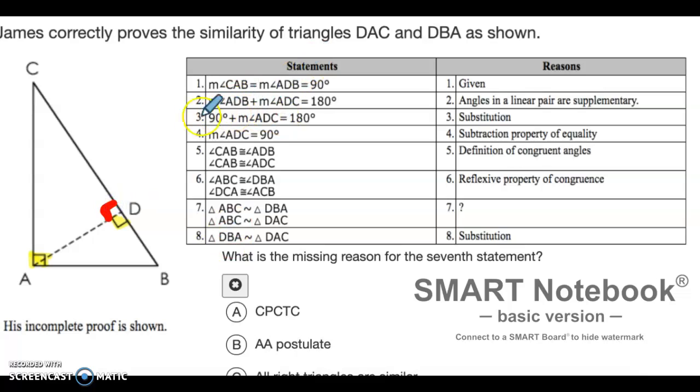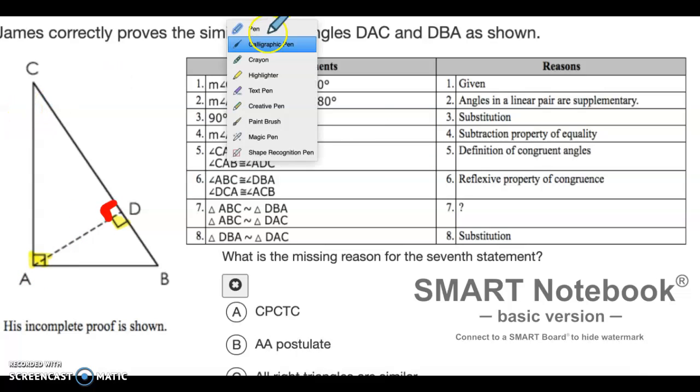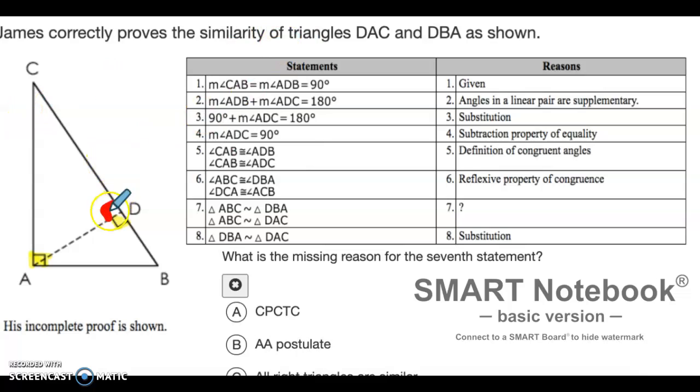And here you can see statement 3, we use substitution to replace the measure of angle ADB with 90 degrees. And then we subtract that 90 from both sides to find that the measure of angle ADC is in fact 90 degrees. So now we can mark that with a right angle.